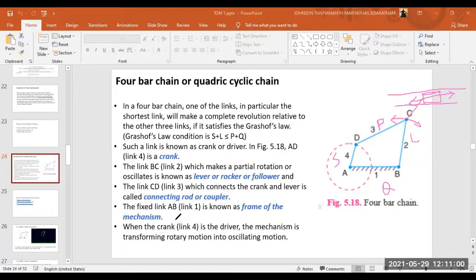That frame is here, AB. So this actual phenomenon is based on this 4-bar chain. This is how we look into the applications of these inversions. Inversions are actually made for the application. So the basic theory is there, that's basic, and now we are going to develop from that. This is the 4-bar chain, or you can call it a quadric cyclic chain also.